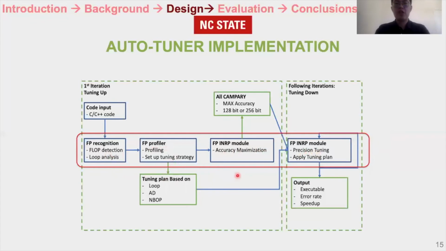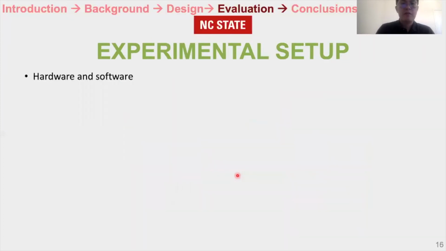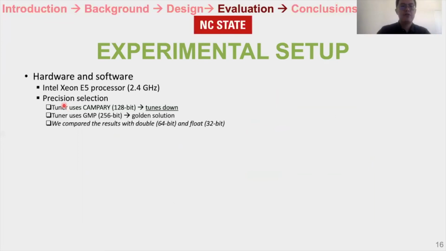Okay, after knowing this implementation design, let's look at how our tuner works in the real benchmarks. For the evaluation, basically, we run our tunings with benchmarks on an Intel Xeon CPU. Basically, we choose the 128-bit CAMPARY as high precision and also use a 256-bit arbitrary precision library called GMP as a golden solution, and then also compare results with double and single precision.